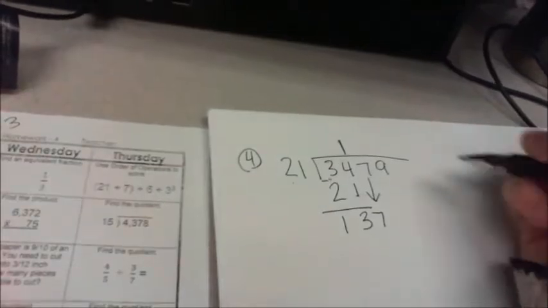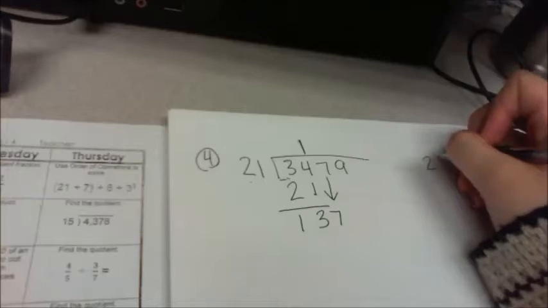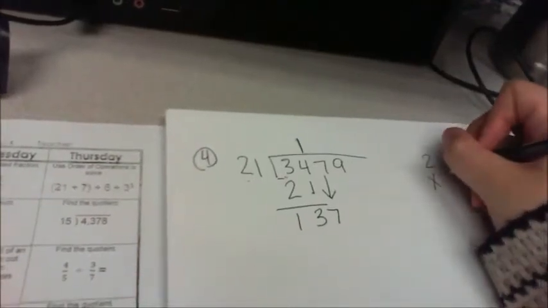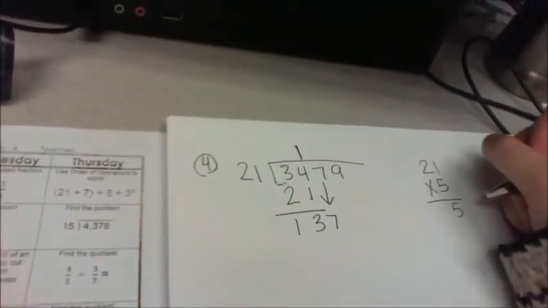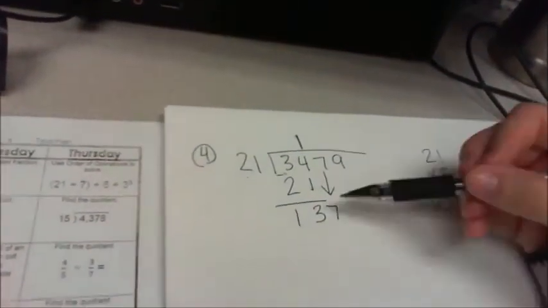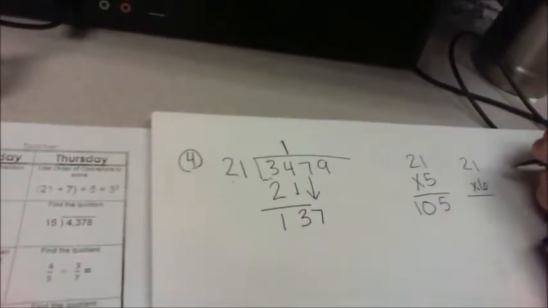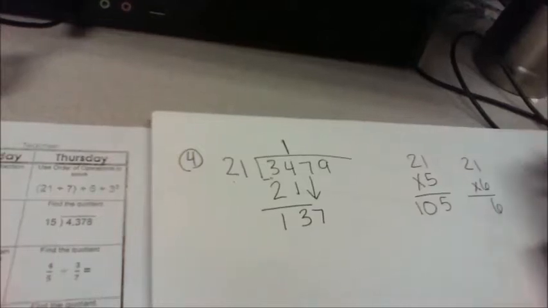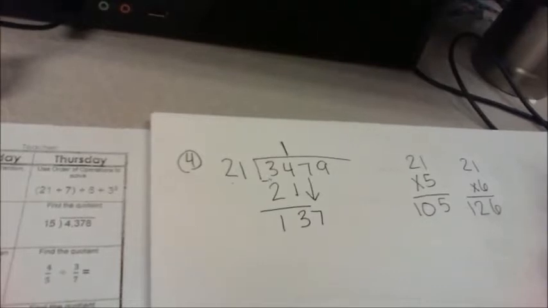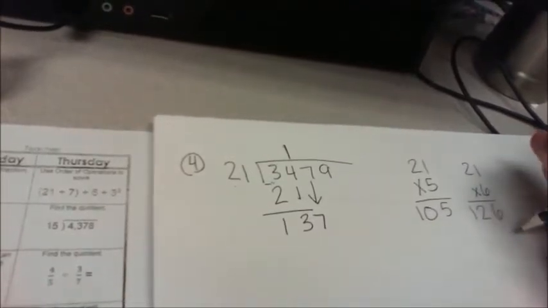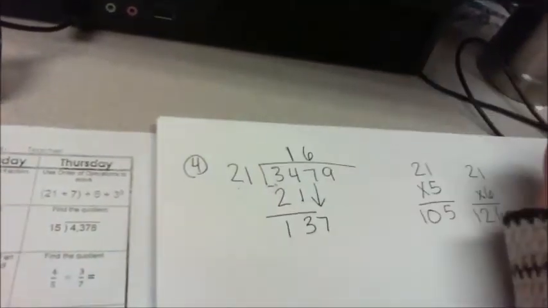Now we're going to have to do some multiplication on the side to figure out how close we can get to 137 when we multiply by 21. So I'm going to try 5 first. 5 times 1 is 5. 5 times 2 is 10. So that's 105. We could probably get closer. So let's try 21 times 6. 6 times 1 is 6. 6 times 2 is 12. 126. If we add 21 to this, we're going to get past 137. So I know it's only going to go into it 6 times.